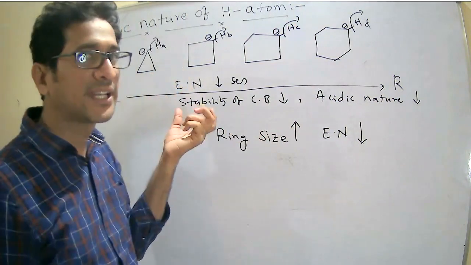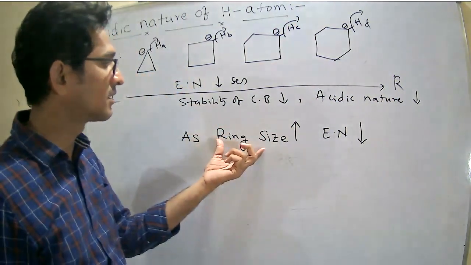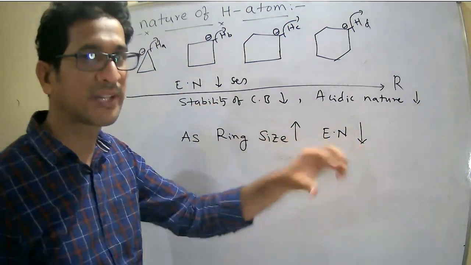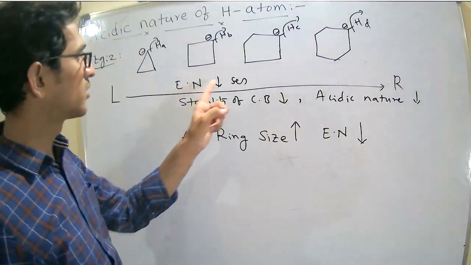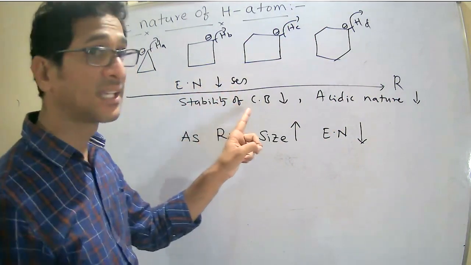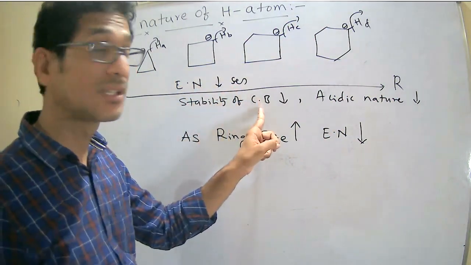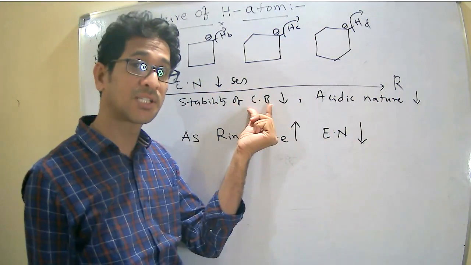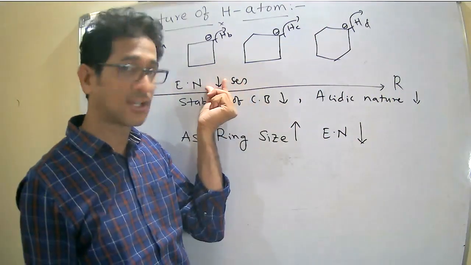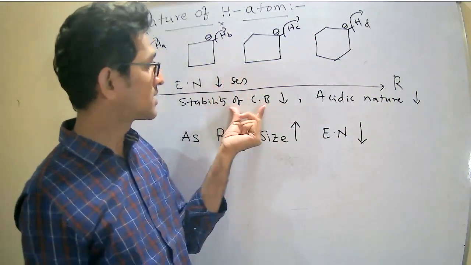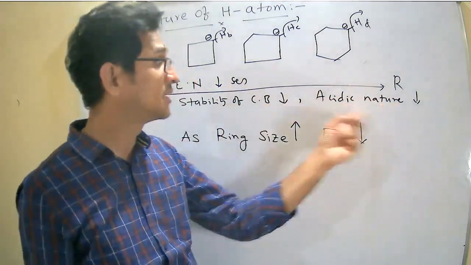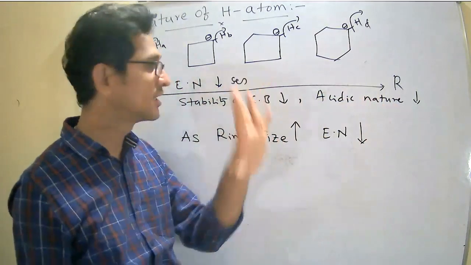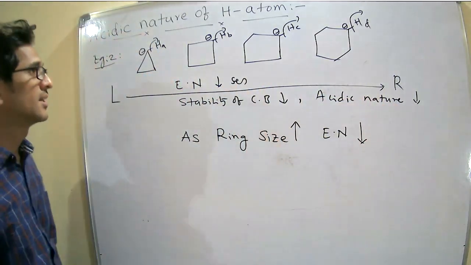Here the electronegativity decreases because ring size is increasing; electronegativity has an opposite relation with ring size. Once electronegativity decreases, stability decreases. Stability of the conjugate base decreases because it depends on the electronegativity. Next, once the stability of the conjugate base decreases, acidic nature decreases because it depends on this, right? So this is the story.